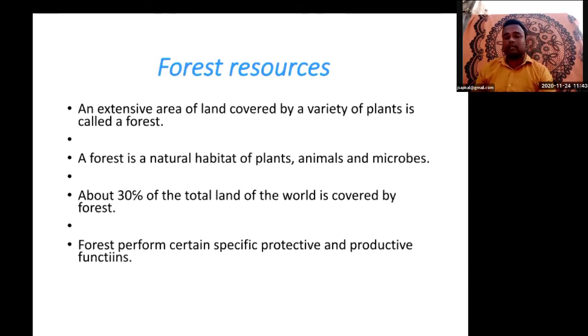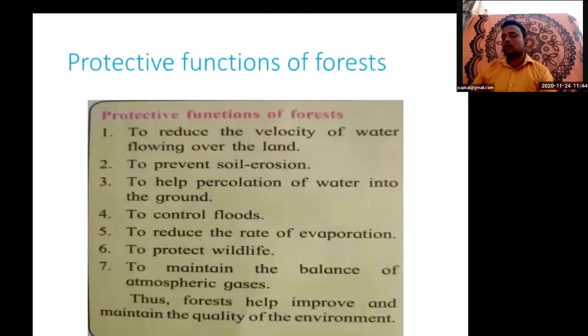Protective means they protect the lives. Productive means they give another product. So forests have these two functions, the protective and the productive. Now we will see the protective function of forest. Next slide, sir. So what is protective? Protective means to reduce the velocity of water flowing over the land.